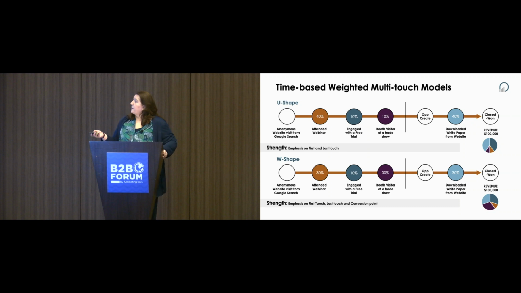So the W shape model, it gives 30% to the first touch, 30% to the conversion point, and 30% to the last touch. And then it takes the remaining 10% and spreads it out across all the other touch points. So if you had 10 other touch points, each would get 1%. But we only have 1, so it gets the full 10%. This model is really good if you want to understand those key inflection points in the buyer's journey.